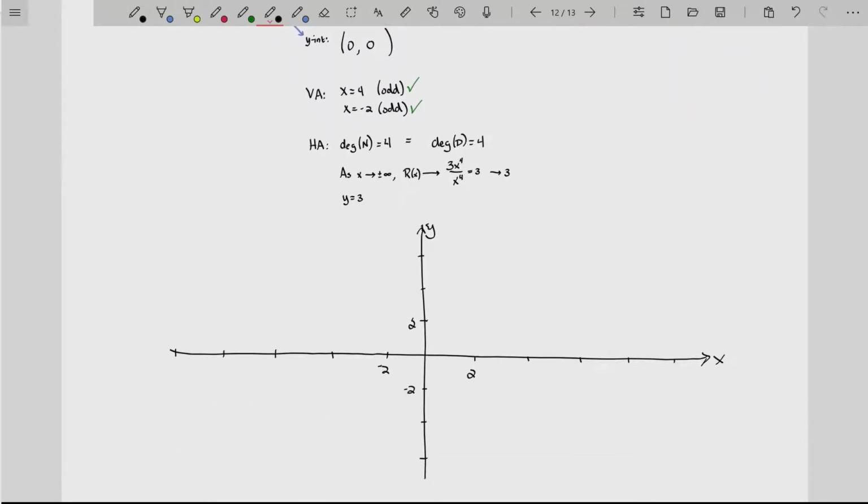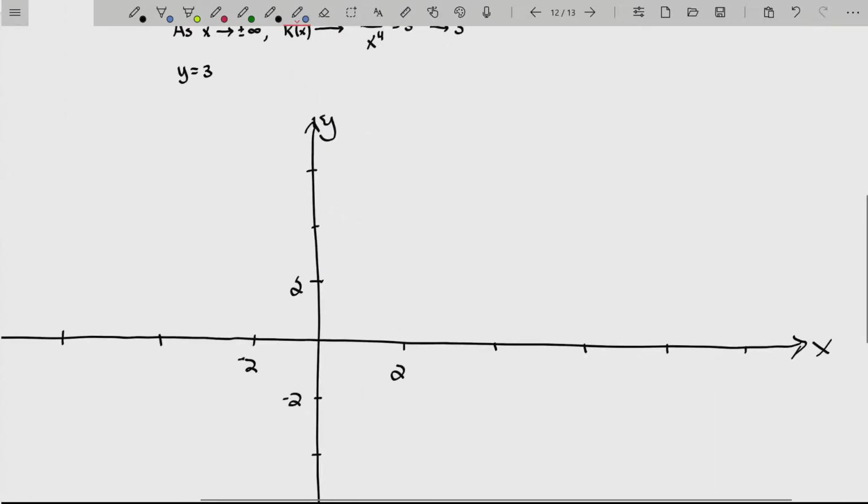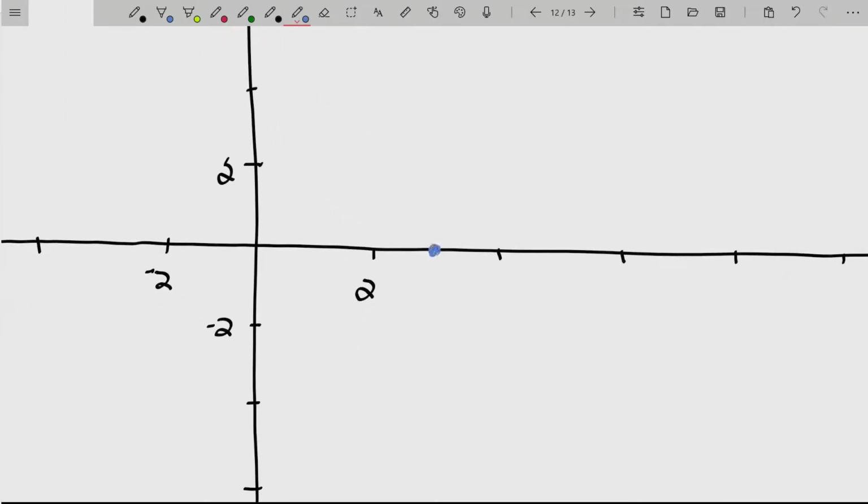3, 2/3, and 0. I'll use blue ink again. So 3, 2/3, which might be around here, and 0. I'm not going to label that just because everybody knows what that point is anyway, and I'll end up running ink into each other if I do that.